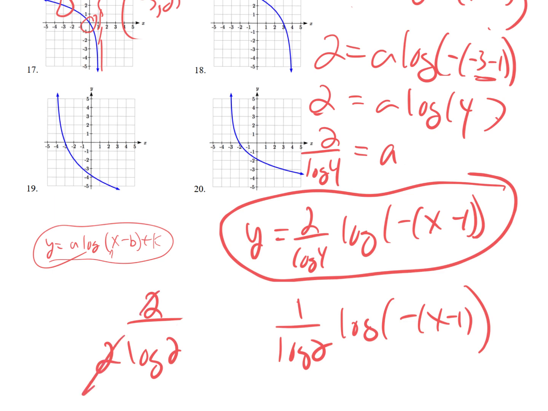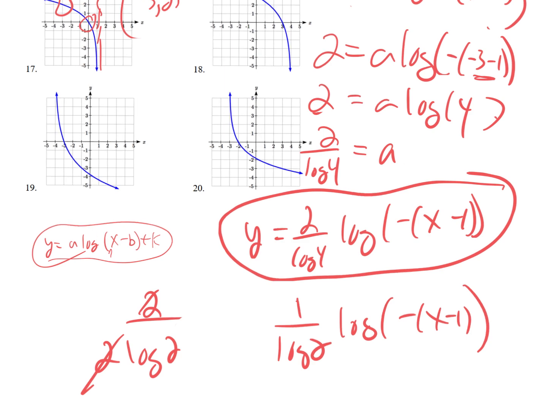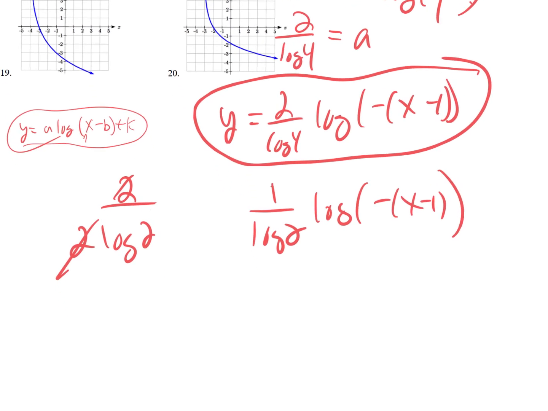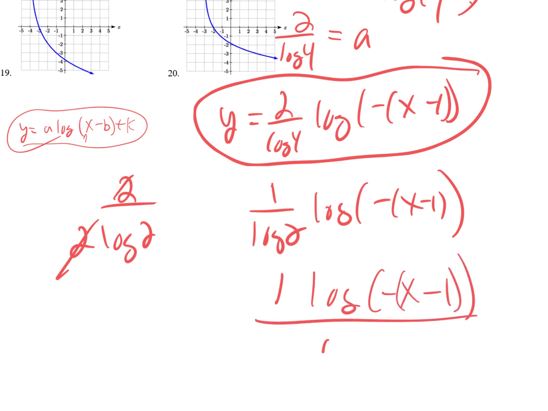And that's where they got 1 over log 2. The other thing that might happen is we could think about this as a change of base problem. I could multiply this through. I could say 1 times the log of negative x minus 1 over log 2.